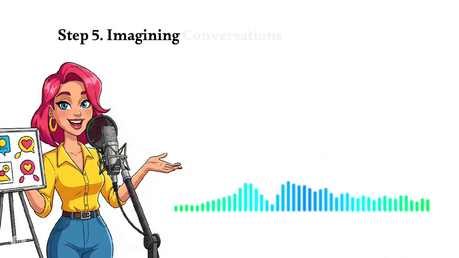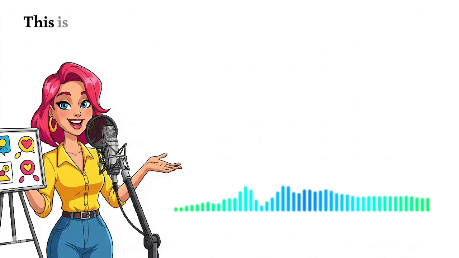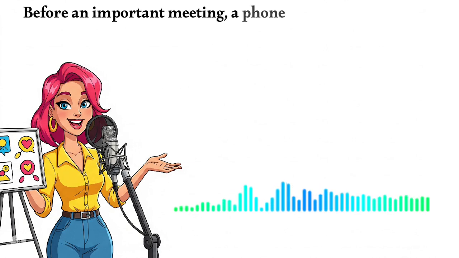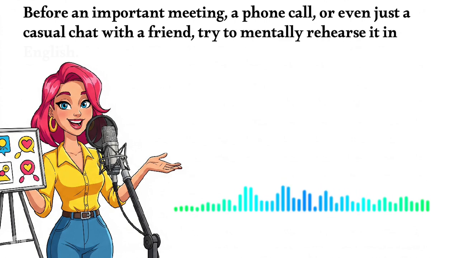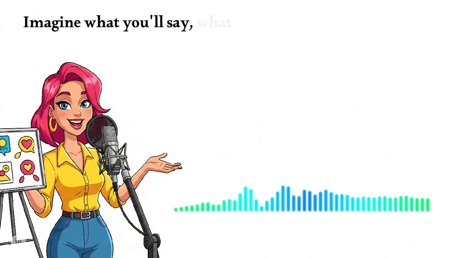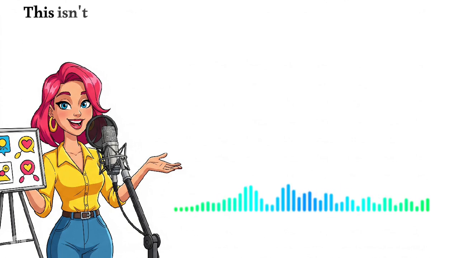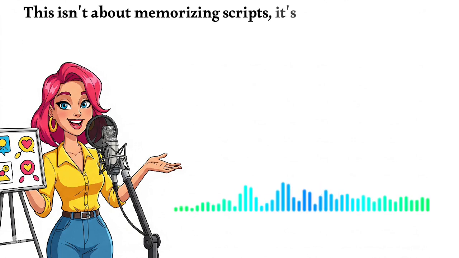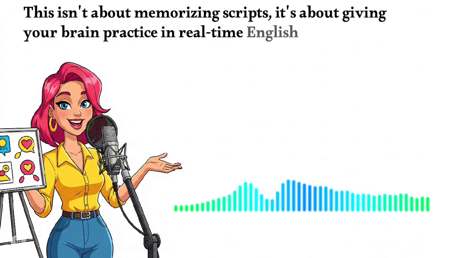Step 5. Imagining conversations and scenarios. This is a fantastic exercise for developing conversational fluency. Before an important meeting, a phone call, or even just a casual chat with a friend, try to mentally rehearse it in English. Imagine what you'll say, what they might say, and how you'll respond. This isn't about memorizing scripts, it's about giving your brain practice in real-time English communication.